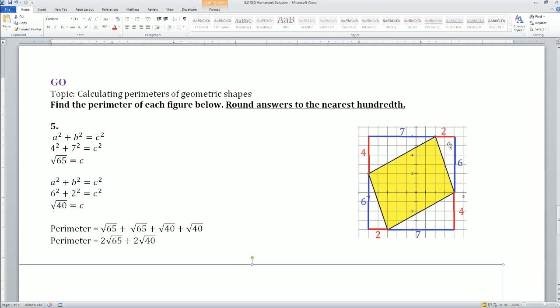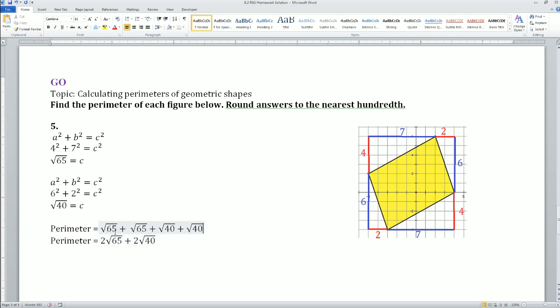2 and 6. 2 and 6 here. The diagonal here, the distance here is square root of 40. Square root of 40 here. So these two would be square root 40 and these two would be square root of 65. You add them together, square root 65 plus square root 65 plus square root 40 plus square root 40. Do not add these up. These are different bases. You can add these two because they have the same base of 65. You could add these two because they have the same base of 40.